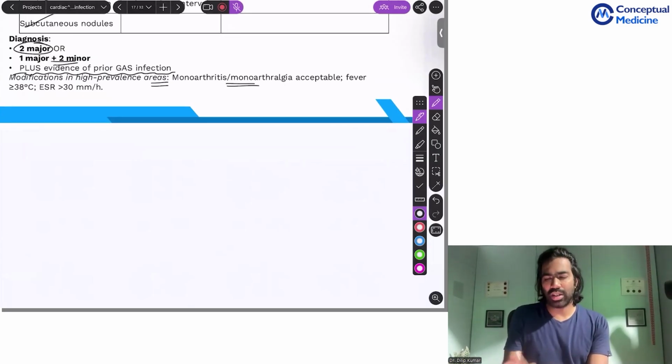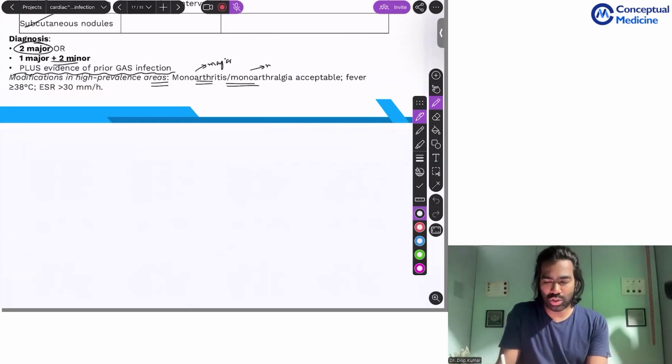So monoarthralgia or monoarthritis is acceptable. Especially in high prevalence areas, even monoarthritis can be taken as a major criterion, and monoarthralgia can be taken as a minor criterion in high prevalence areas.